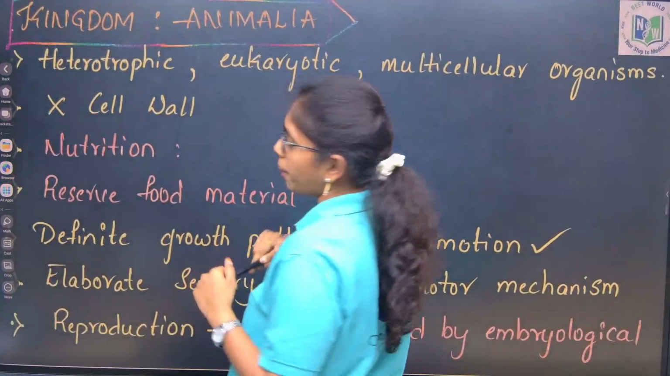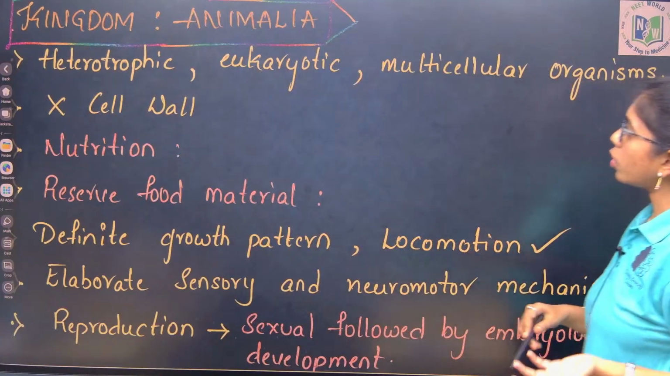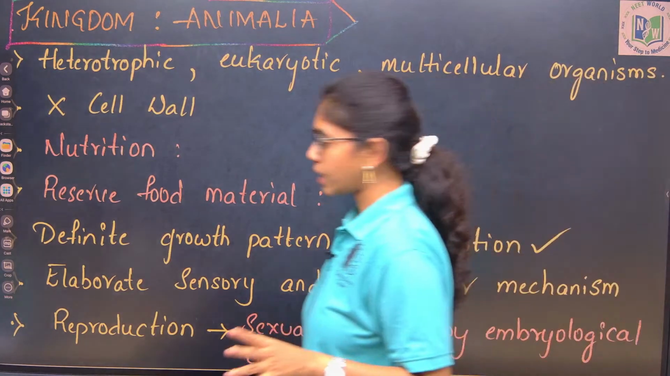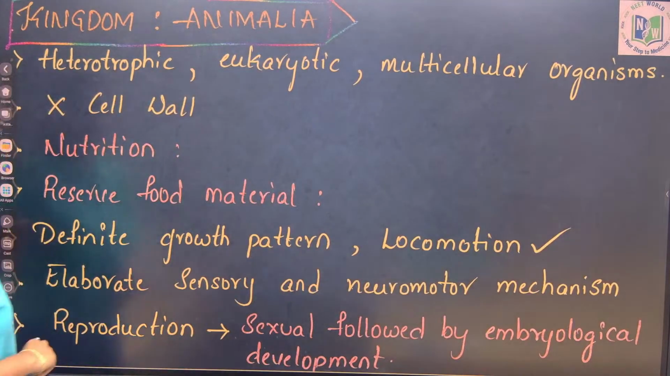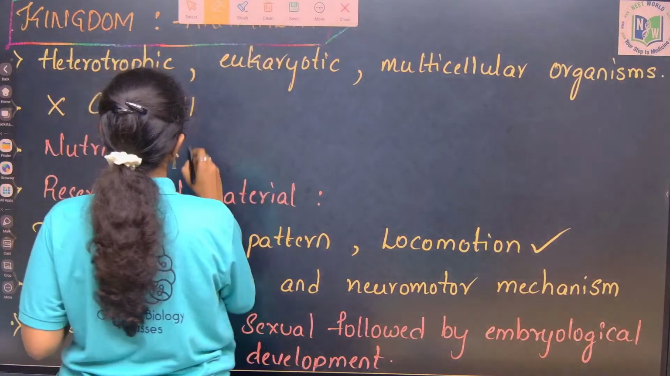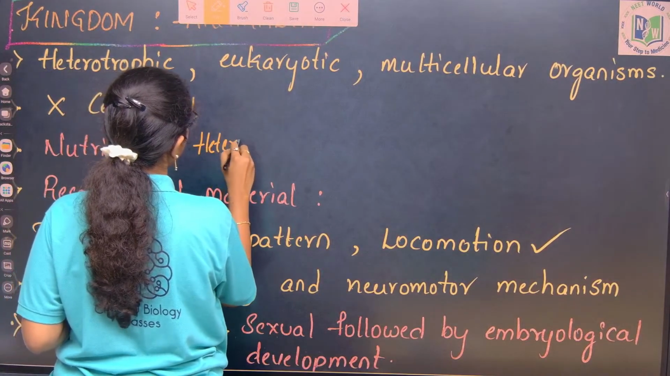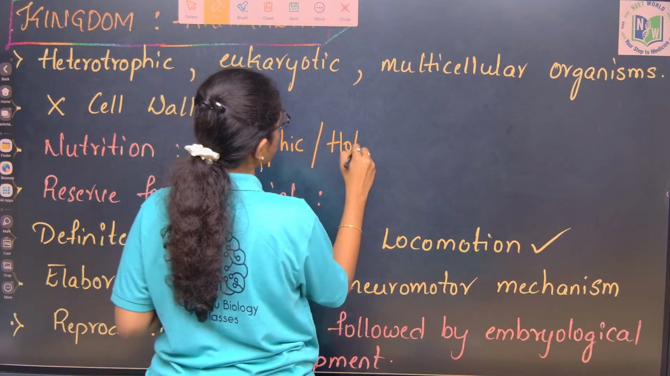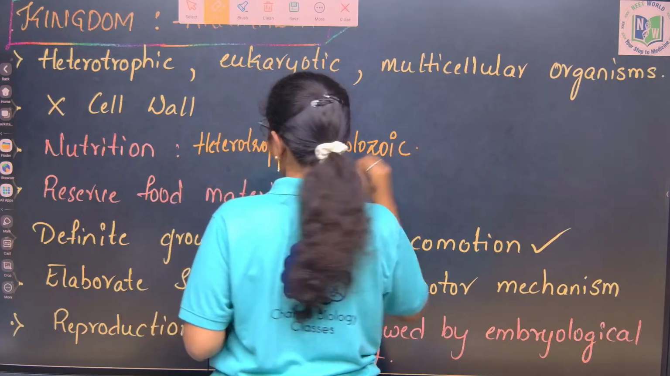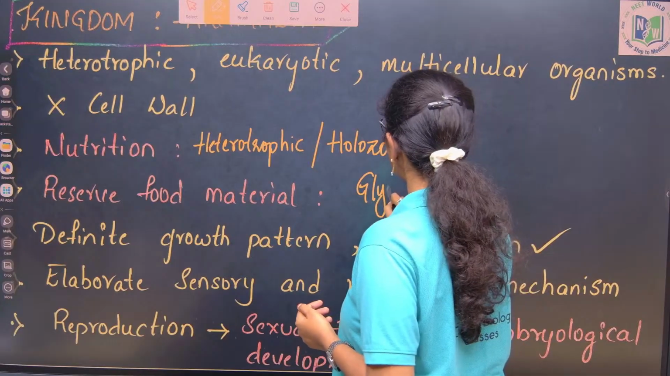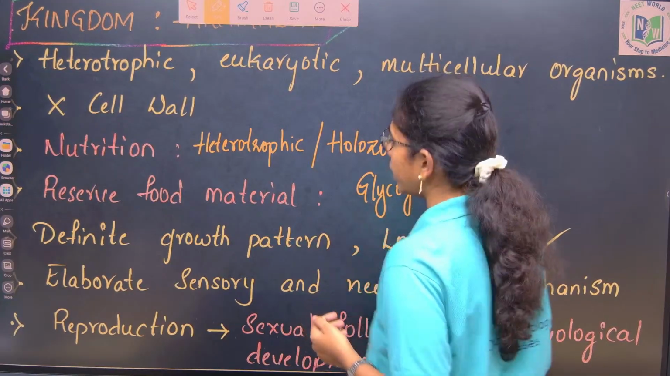Kingdom Animalia. Animalia includes what? Heterotrophic, eukaryotic, multicellular organisms. There is no cell wall. What is the limiting boundary of animal cells? Plasma membrane. Nutrition is strictly heterotrophic, or you can also say holozoic mode of nutrition. Reserve food material is glycogen.